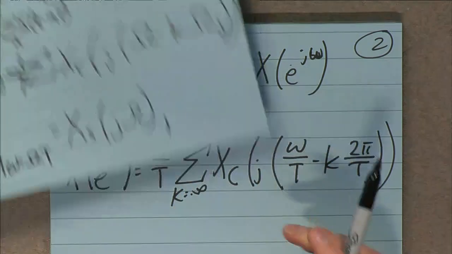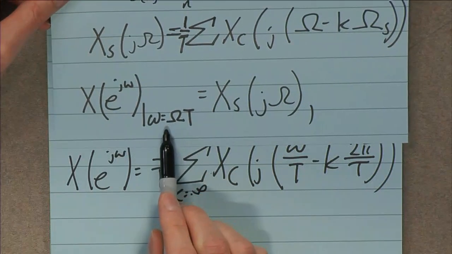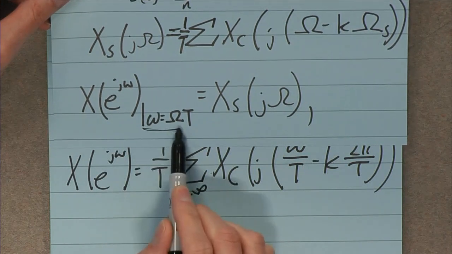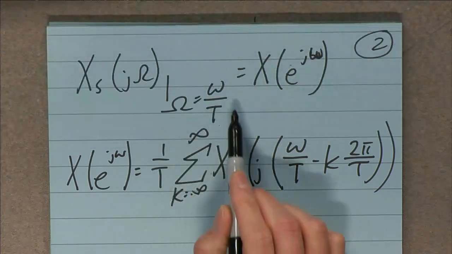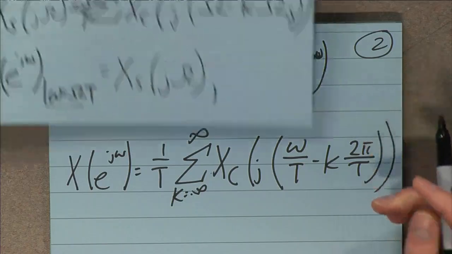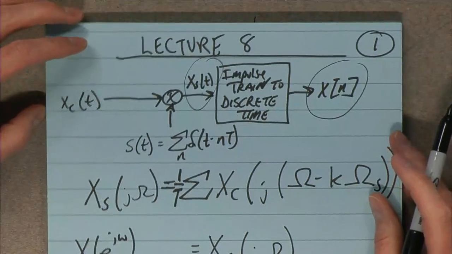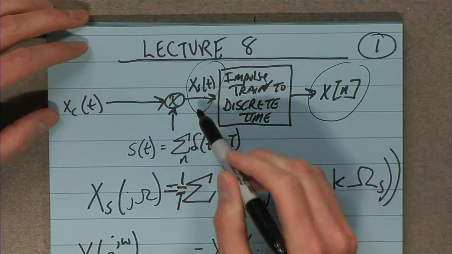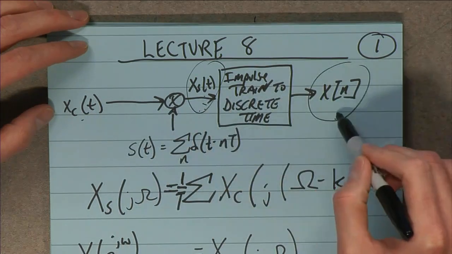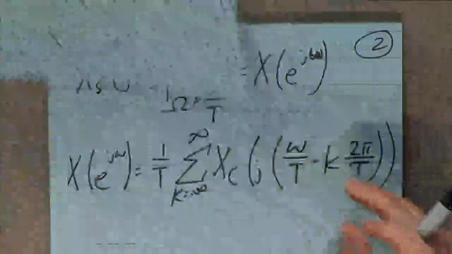It's basically this relationship here backwards. Given that, you can rearrange it so omega is small omega over T, and you should be able to get to here. That was a portion of the lecture last time that tied these two together, this scaling.